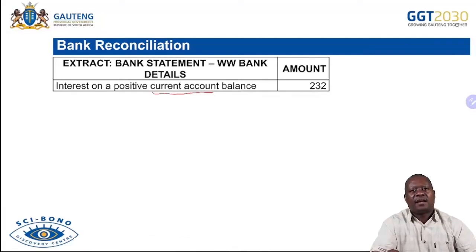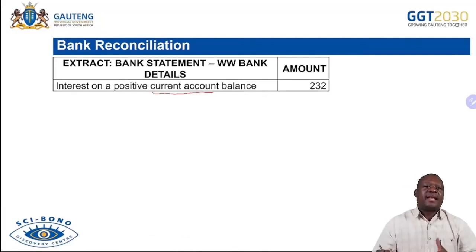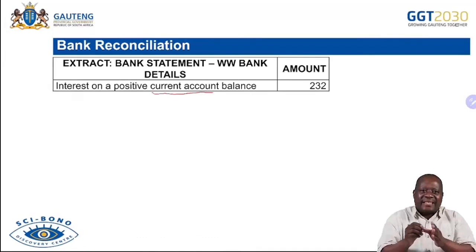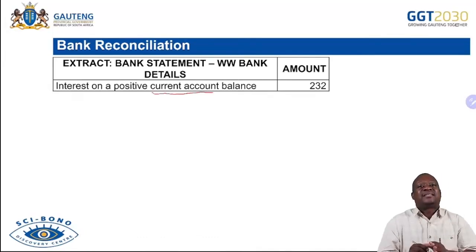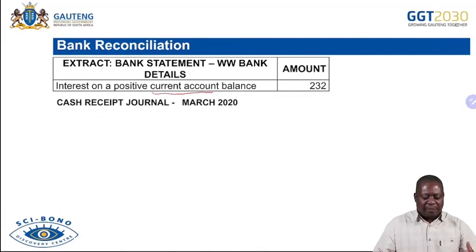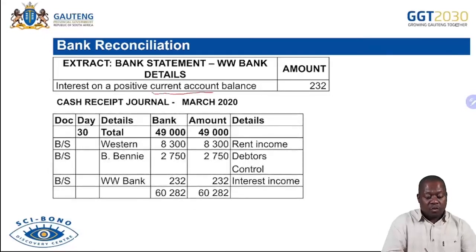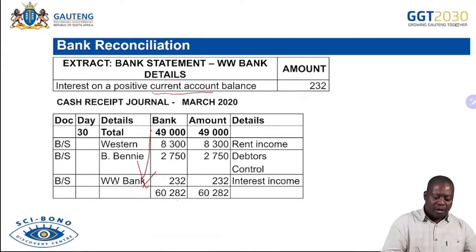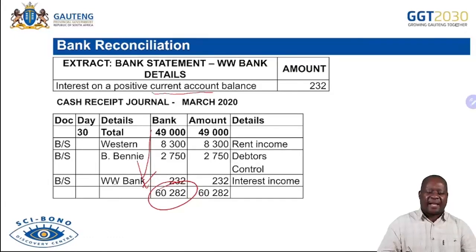Now, remember what I said, because of materiality, interest is material and should be recorded separately from any other charges or incomes. So it therefore means this should be recorded on its own, and it is going to appear in our CRJ as, who are we receiving money from, by the way? WW Bank. How much? 232. And what is it for? Interest income. When all is done, we total everything from top, and we are going to get our balance.